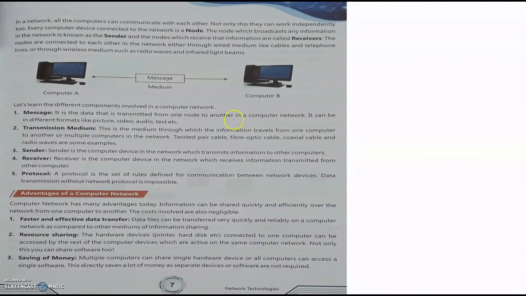In a network, all the computers that are communicating with each other are known as nodes. I've already told you, this is computer A, this is computer B. It is also known as a node. I am defining this as node B, this as node A.